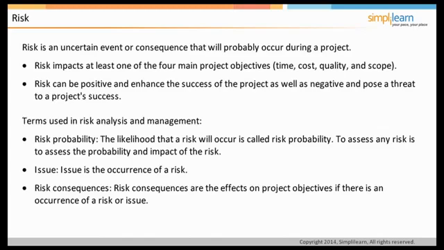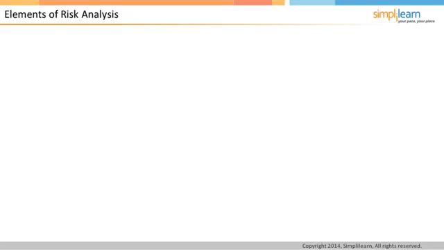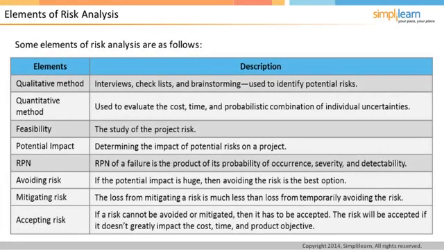We will list and understand some of the elements of risk analysis in this screen. Qualitative method. Qualitative methods like interview, checklists, and brainstorming are used to identify potential risks. Quantitative method. Quantitative methods are data-based, and a computer is required to calculate and analyze. These methods are used to evaluate the cost, time, and probabilistic combination of individual uncertainties.